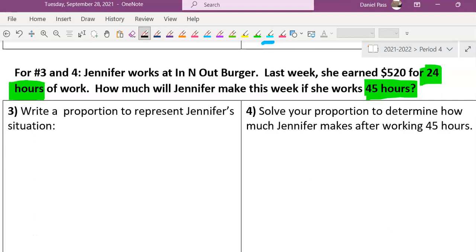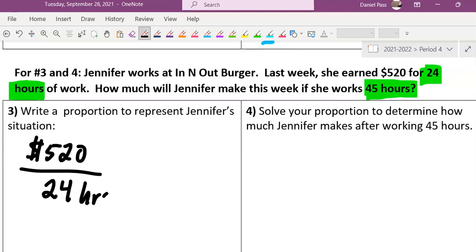So if she earned $520 for 24 hours, the fraction would be 520 over 24. Okay, I'm going to write the units here so people make sure they have it. And the second one, since we don't know how much she will earn for 45 hours, it'll be X over 45. Do we agree? Yep, we agree. Awesome. Okay, now what? Then we cross multiply.